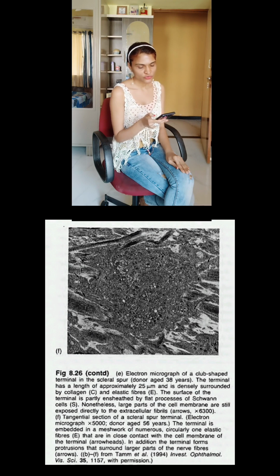Figure 8.26F. Tangential section of a scleral spur terminal, electron micrograph, 5,000 times, donor aged 56 years. The terminal is embedded in a meshwork of numerous circularly oriented elastic fibers (E) that are in close contact with the cell membrane of the terminal (arrowheads). In addition, the terminal forms protrusions that surround larger parts of the nerve fibers (arrows).